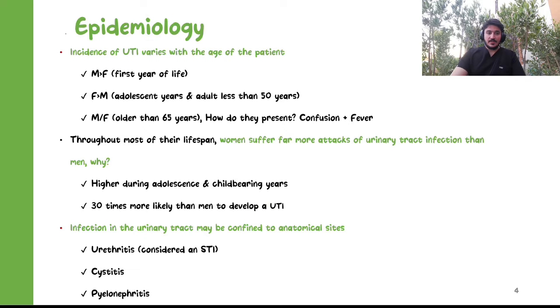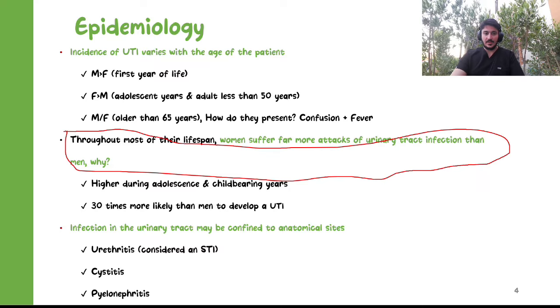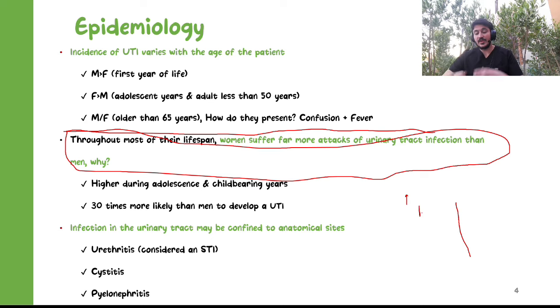Okay, some epidemiology. This lecture, I wouldn't focus on anything except this point, basically. I mean, not this lecture, this slide, sorry. So, throughout most of their lifetime, women suffer far more attacks of urinary tract infection compared to men. Why is that? Because women have a shorter urethra compared to men. So if you have a shorter urethra, you have a higher chance of infection because you have an easier access basically into the urinary tract.